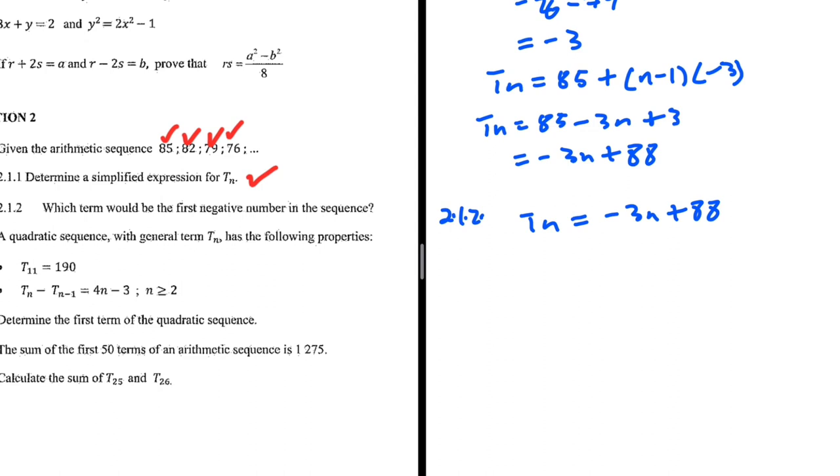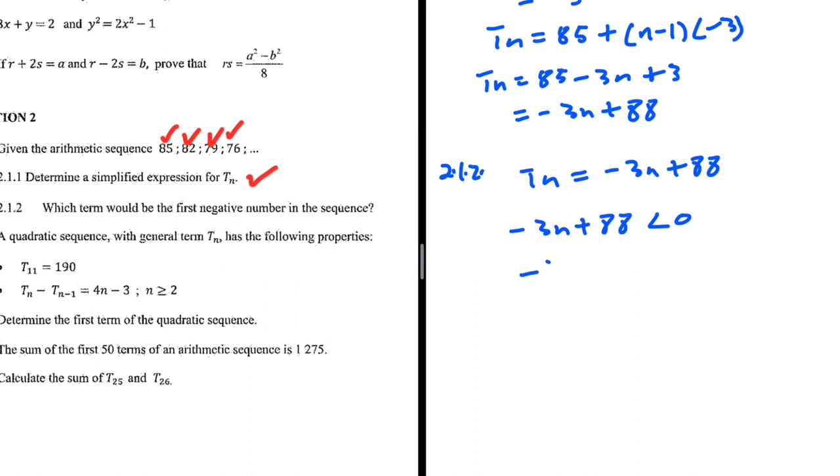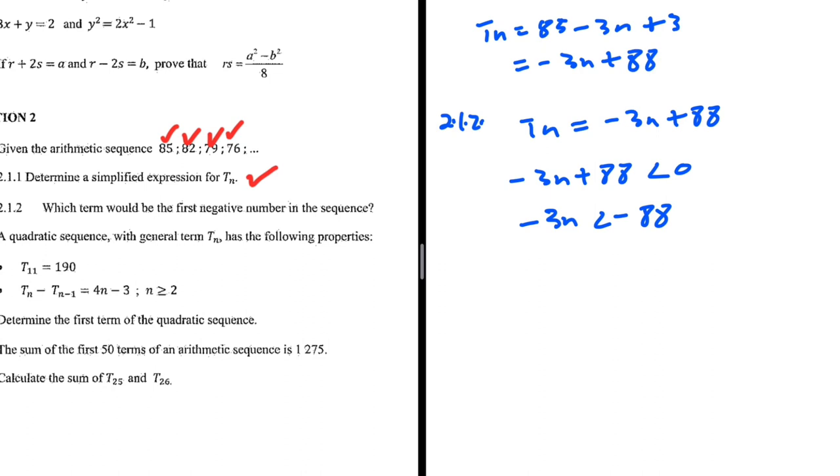So we are looking for minus 3n plus 88 to be less than 0. In doing this, we will easily find the value of n for which the term will be negative. So let's go ahead and do that. Minus 3n is less than minus 88. We divide both sides by minus 1. When we do that, the inequality changes, right? So we have 3n being greater than 88.